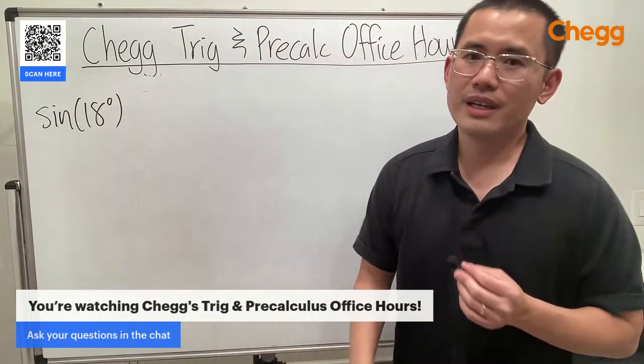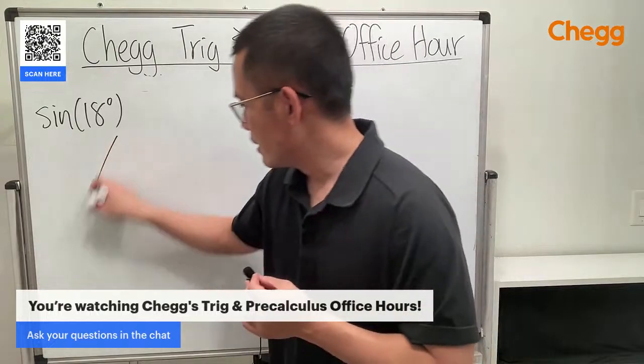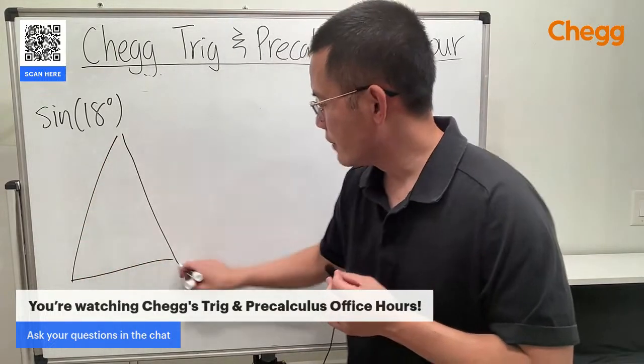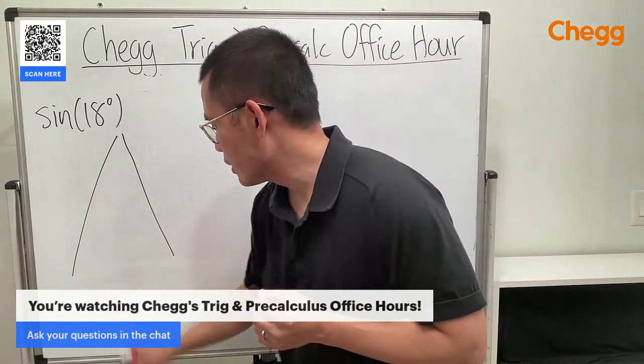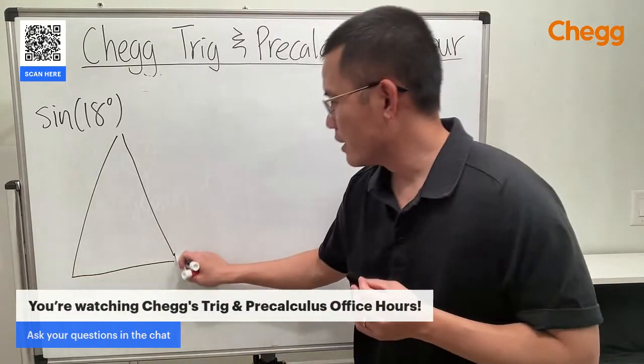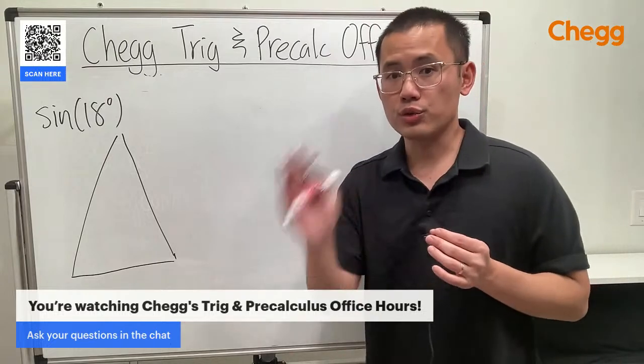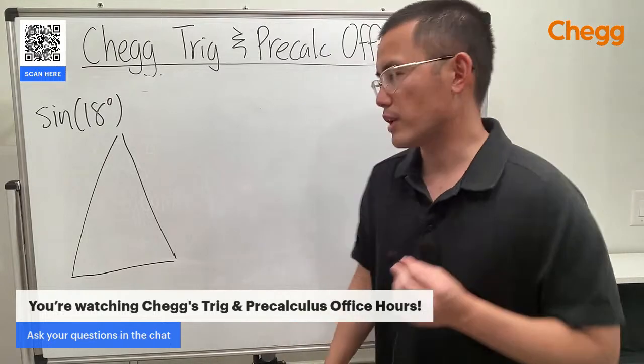Sine of 18 degrees. Let me show you how to do this one. You start with a triangle. You can also use the formula way, but I prefer the triangle way. The triangle way, much cooler. What you want to do is construct a triangle. You want to construct an isosceles triangle.